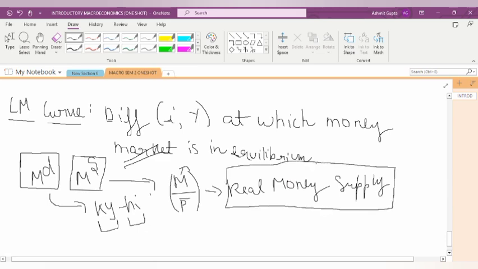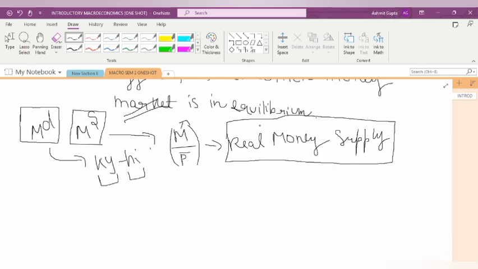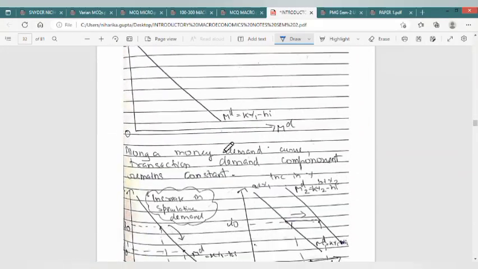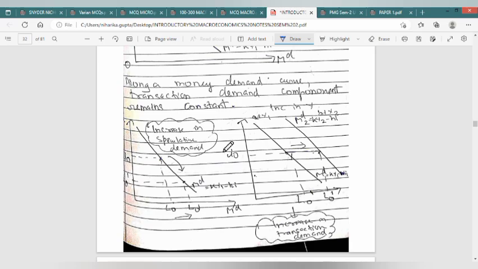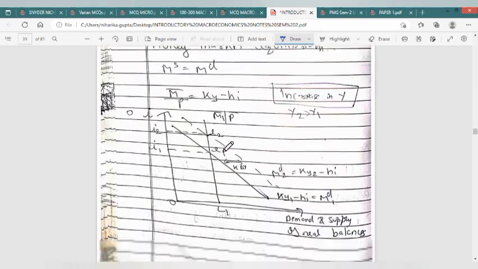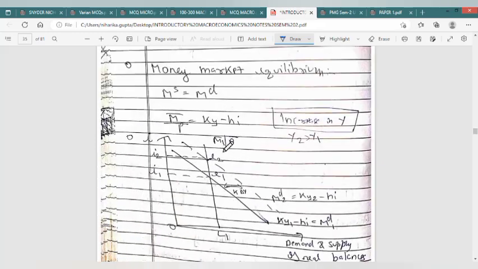We have money demand as KY minus HI, where this is the transaction demand for money, and this is the speculative demand for money, for bonds, stocks, etc. And we have the money supply given as M upon P bar. We take the price level as constant, and this is the real money supply. This is the nominal money stock, and this whole M upon P bar is the real money supply.